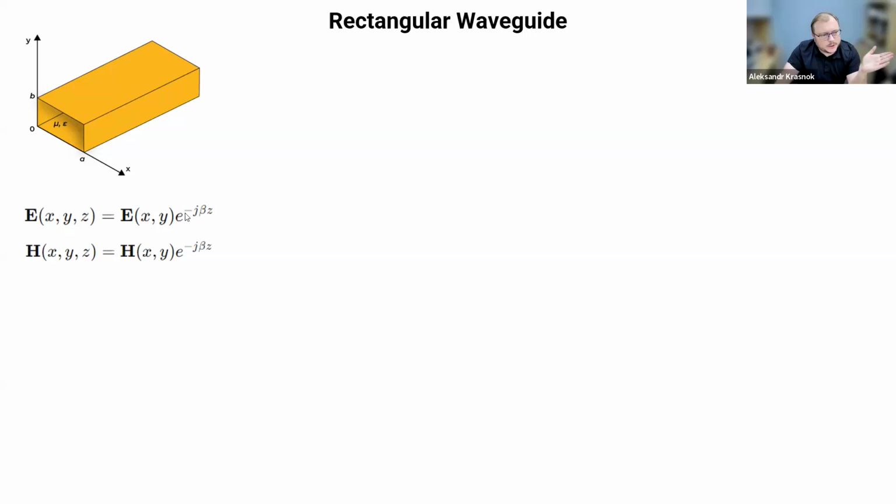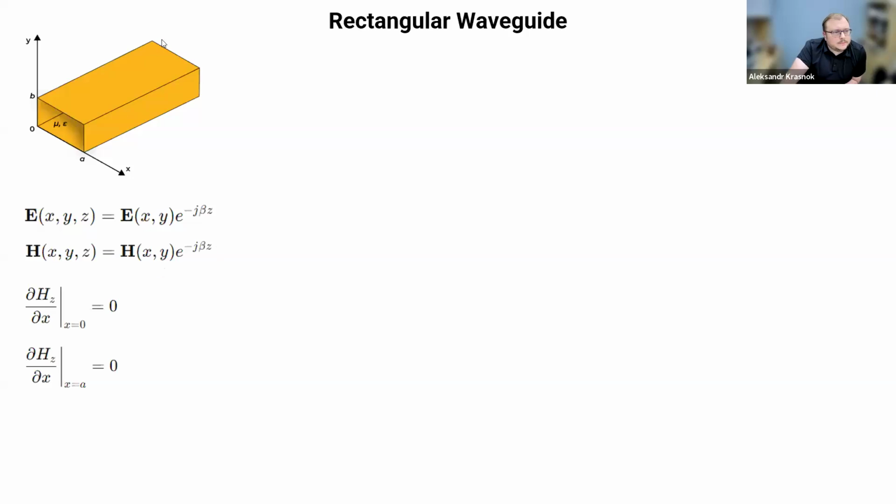Since this wave propagates along z, the solution to these waves simply depends on the z coordinate as a harmonic function, right? e to the power of minus j beta z. Beta is a propagation constant. E and H fields, electric and magnetic field, vary in the xy plane and can be different functions.